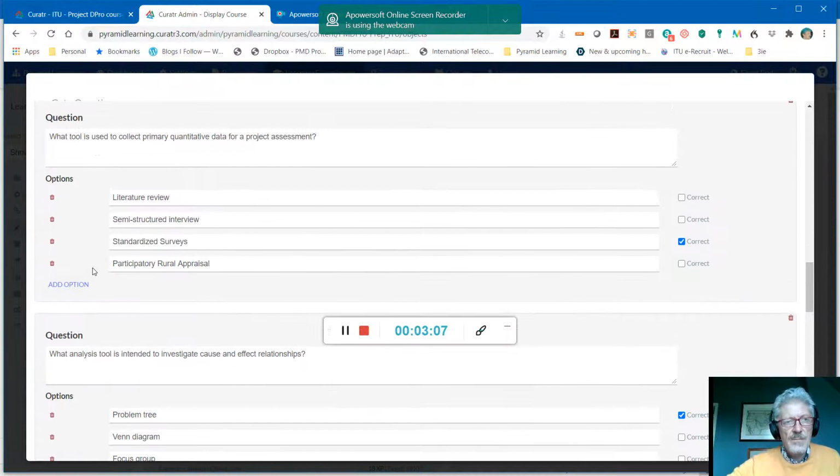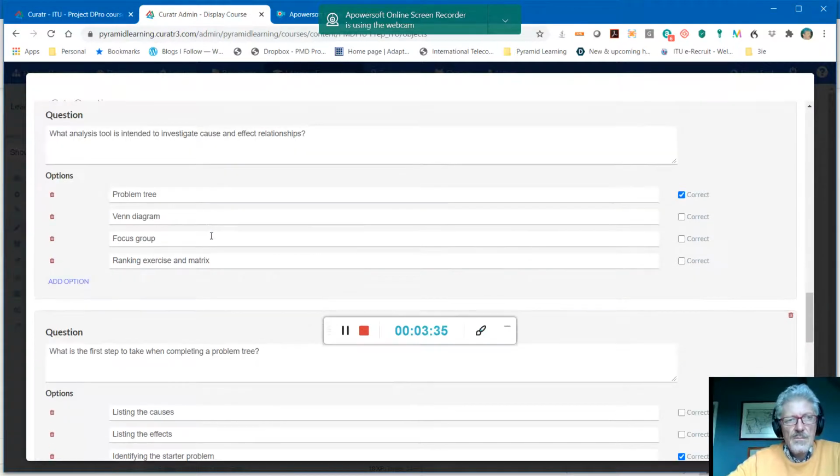Let's keep going. What tool is used to collect primary quantitative data? And again, a literature review is secondary, so we know that's false. Semi-structured, well, that's about qualitative data. It's about the conversation. This is a grouping of techniques, most of which will be primary qualitative. So the correct answer is standardized surveys.